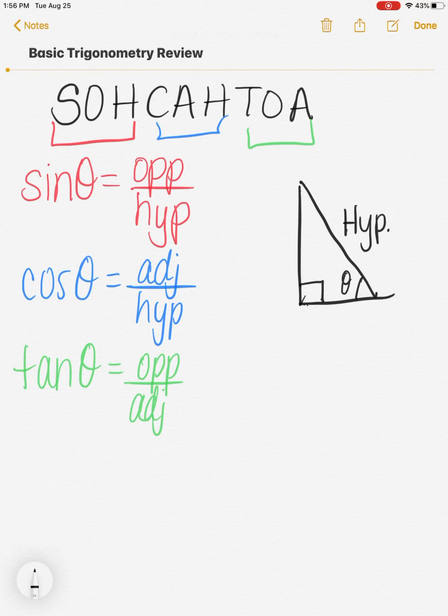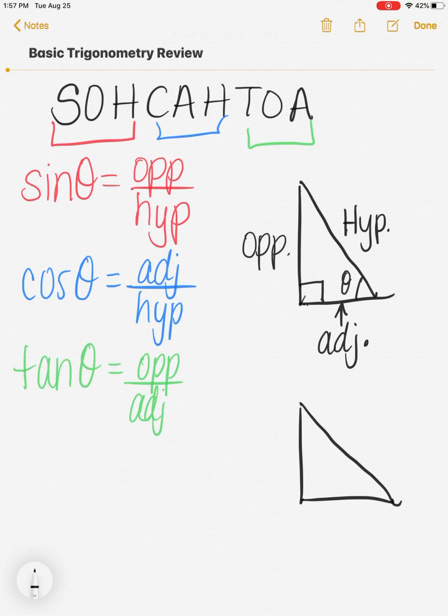The side that is across from theta is labeled as the opposite side, and the side that's touching the angle theta is called the adjacent side. So that all makes sense. What about if I take a look at another triangle? All right, so we've got our right angle. I know that this would be the hypotenuse because it's directly across. Let's say this is theta.